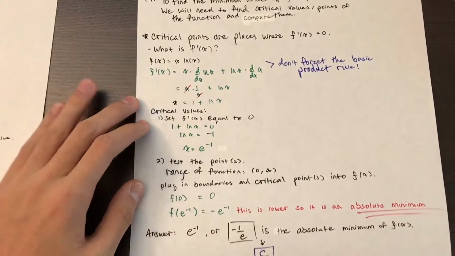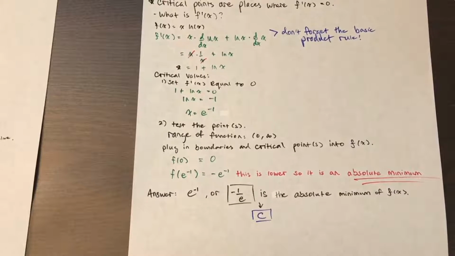Now, to find critical values, we have to set this equal to 0. When we do that, we find that 1 plus ln x equals 0, ln x equals negative 1, and x equals e to the negative 1 power. Then we test these points. We know the range of the function is 0 to infinity, so the boundaries are 0, and there is only one boundary, which is 0.